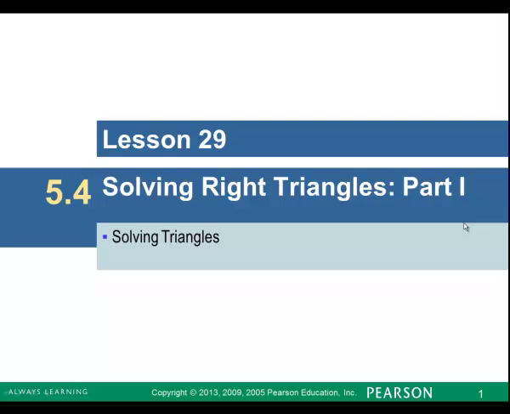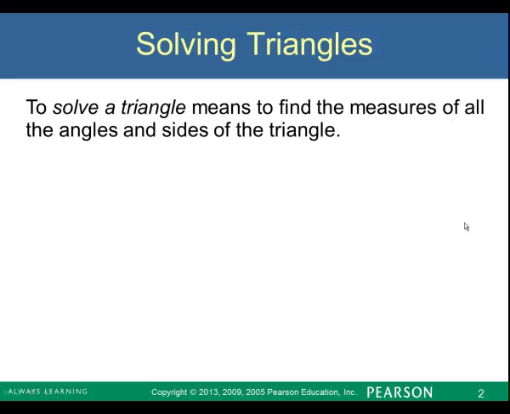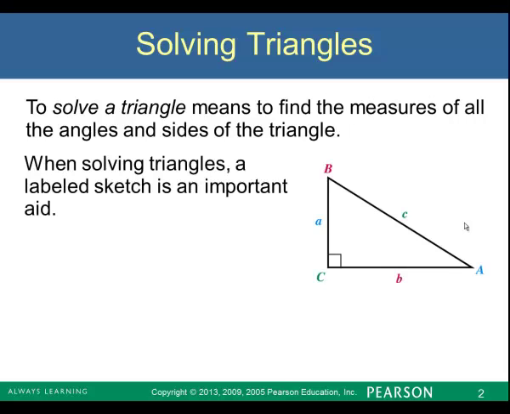Okay, this is lesson 29. Again, section 5.4, solving right triangles, part 1. To solve a triangle means that you're going to find all the angles and all the sides, whatever you're given. You're going to be given at least two values, and from that, you're going to find the rest of the three angles and the three sides.